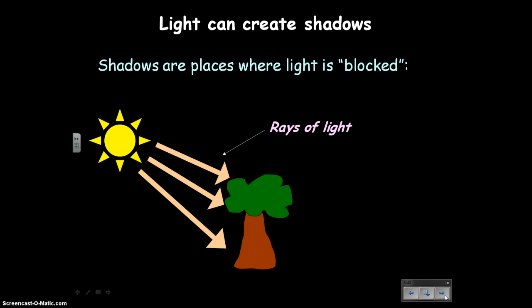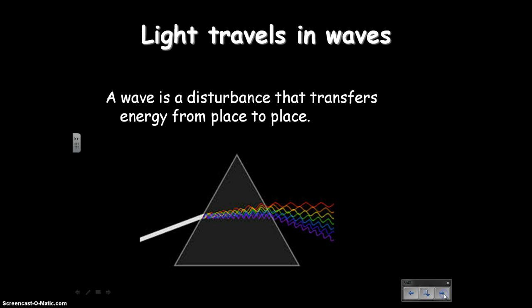Light can create shadows. Shadows are places where the light is quote-unquote blocked. So for example, you see the rays of light hitting the tree, and you get a shadow. This area is where the light was blocked. That's how shadows are created.